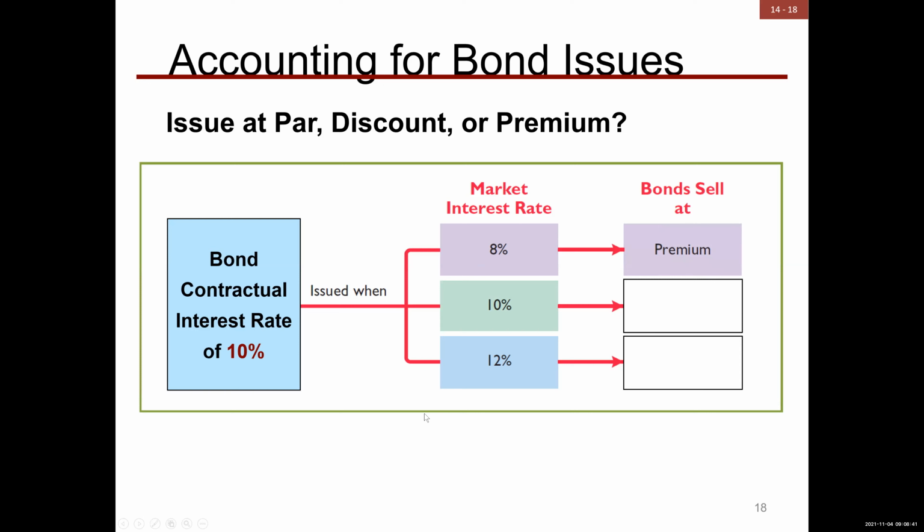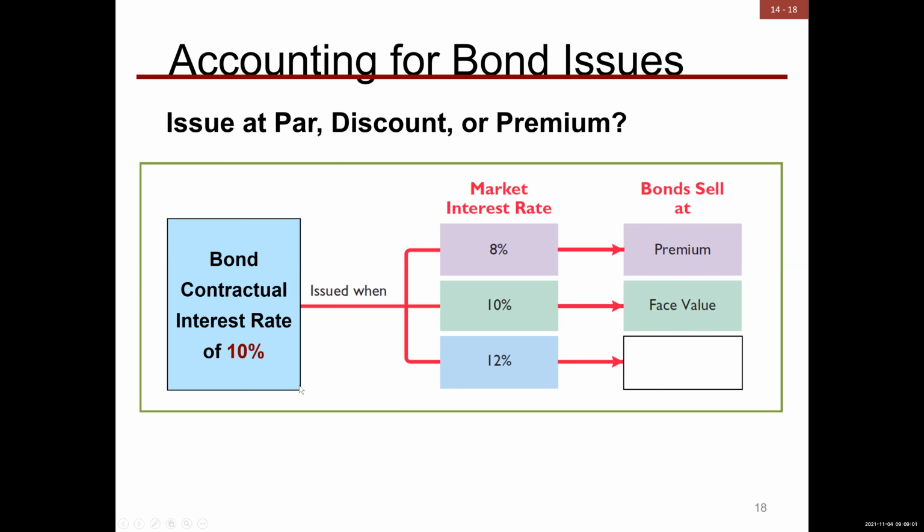Now, what happens if our rate that we offer is 10%, and on the open market, you can get 10%? Well, then you're going to issue the bond at face value or par value. Those terms are kind of interchangeable here.